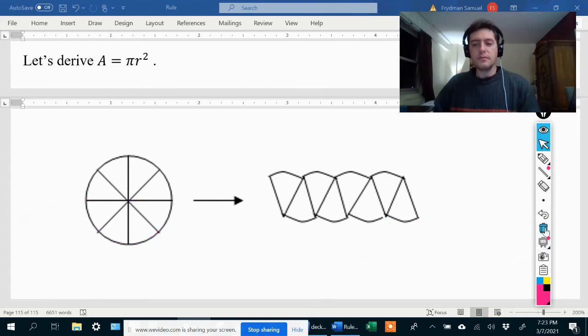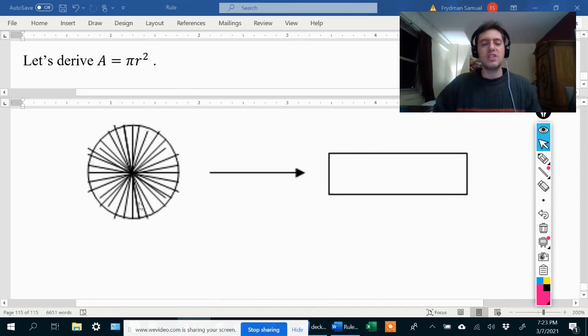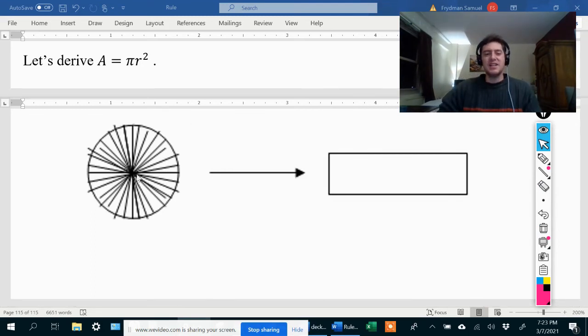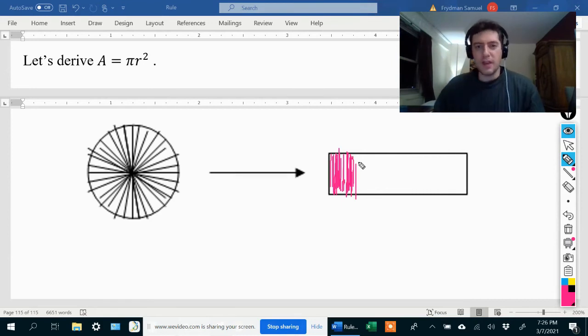Now imagine that we took that pizza and we kept slicing and slicing and slicing until we got those slices really, really thin. And then imagine putting all those super thin slices of pizza right next to each other. Well, the more we slice and the thinner we make those slices, the more this would start looking like an actual rectangle, right? We can get this as close to a rectangle as we want just by slicing more and more and more.